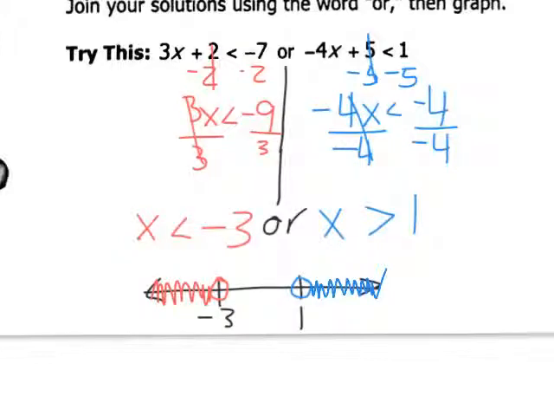So now you know what an AND looks like as far as solving, and we practiced graphing last time. You know what an OR looks like as far as solving, and we practiced graphing last time. So you should be good to go with the practice.